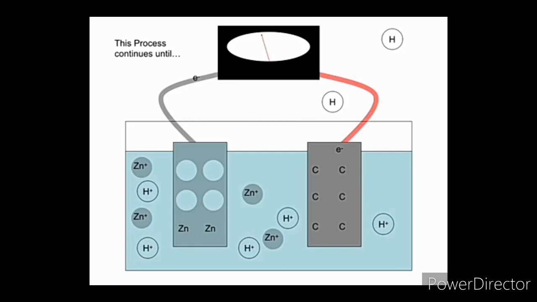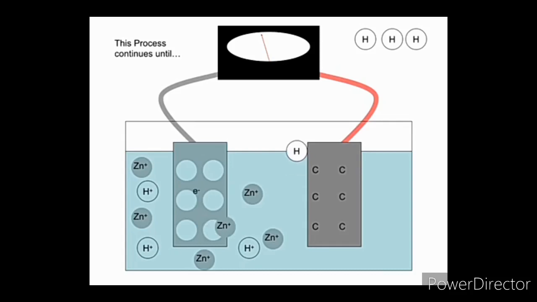This process continues with the zinc losing electrons and then going back to neutral, as a positive zinc ion dissolves in the water, and the graphite gaining electrons and then going back to being neutral by giving the electron to the hydrogen.